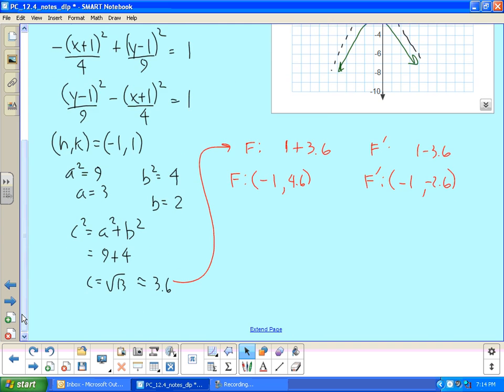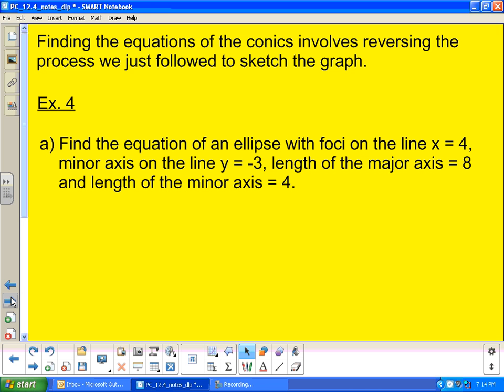All right. By the way, finding the equations of conics involves doing the reverse of what we just did. So find the equation of an ellipse with the foci on the line x equal 4. It has a minor axis on the line y equal -3. And what's the length of the major axis? It's given as 8. The length of the minor axis is 4.